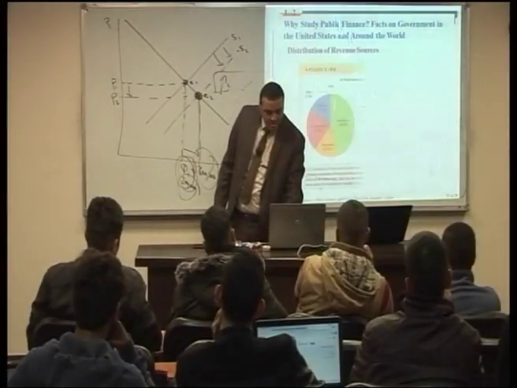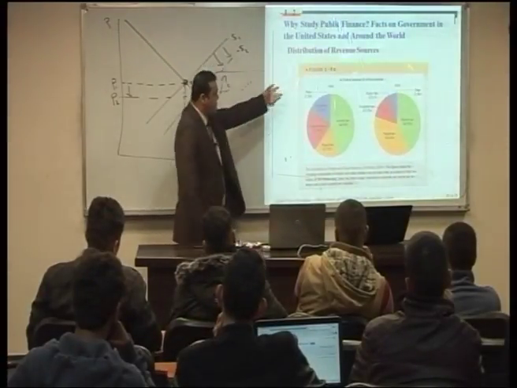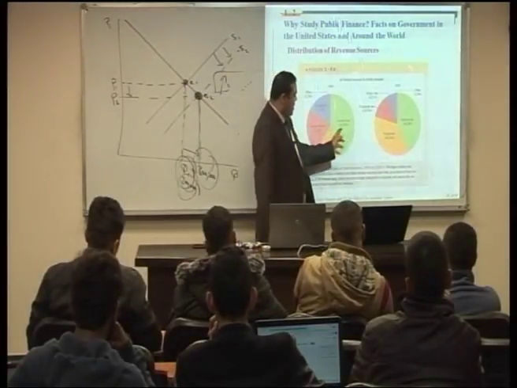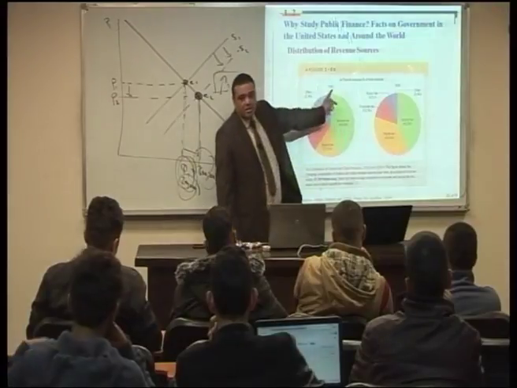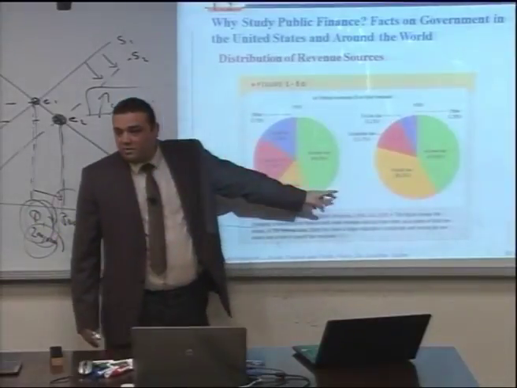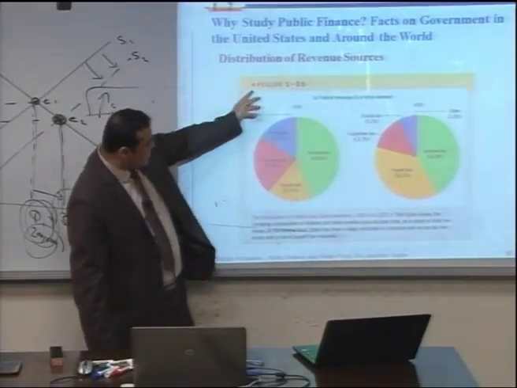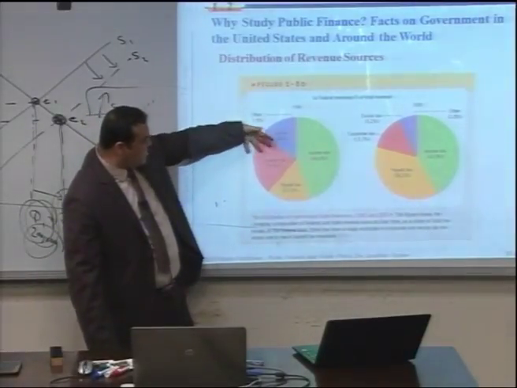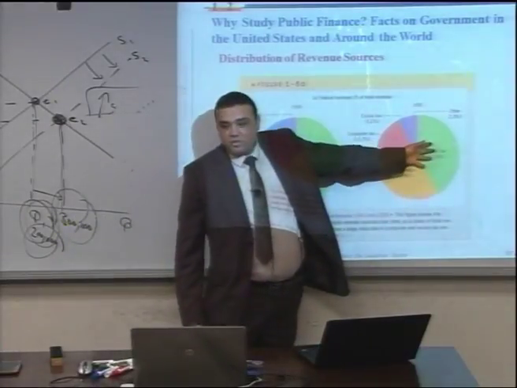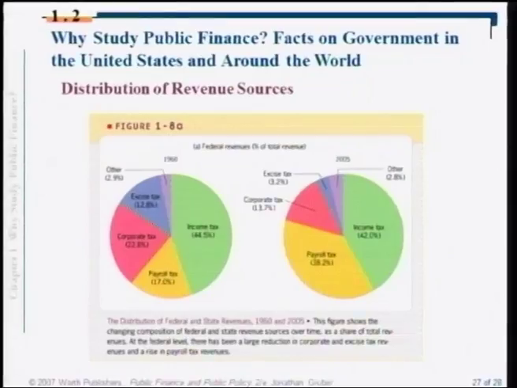about public finance. Here we have the distribution of government revenue sources in 1990. This is just for the U.S. government. In 1990, the income tax was the main source of government revenue. And here we have excise taxes, corporate profits or corporate taxes, and payroll taxes. And here in 2005, this is just a comparison between the main sources of government revenues.